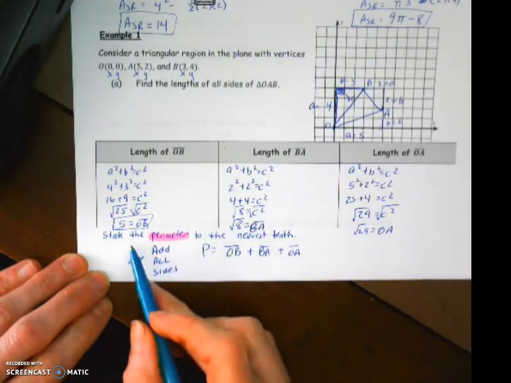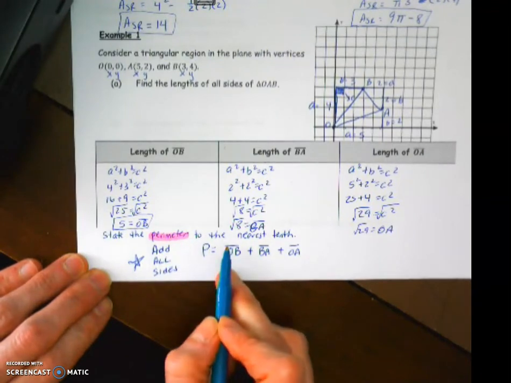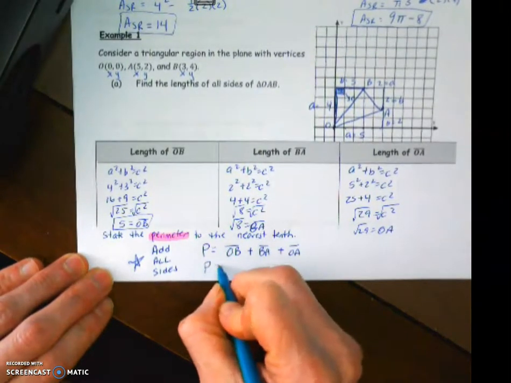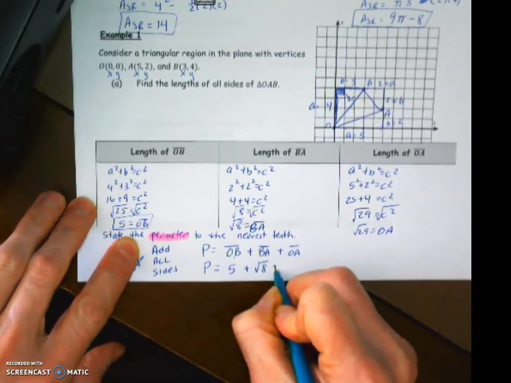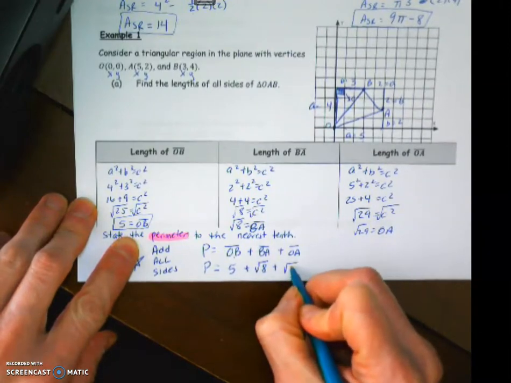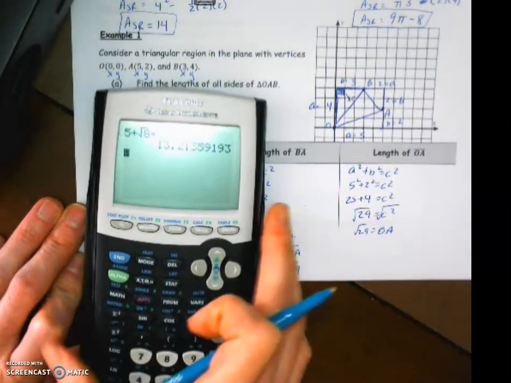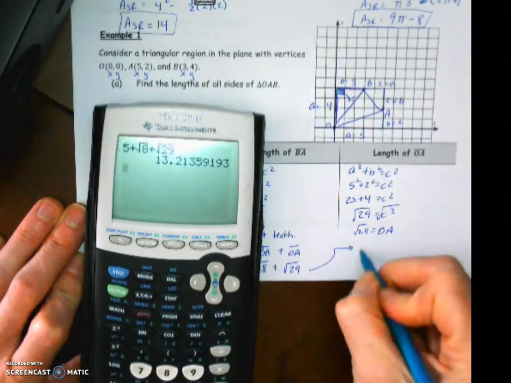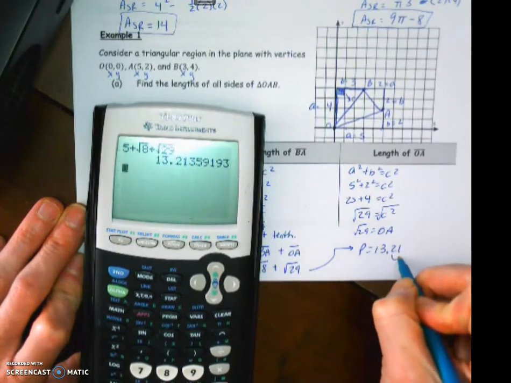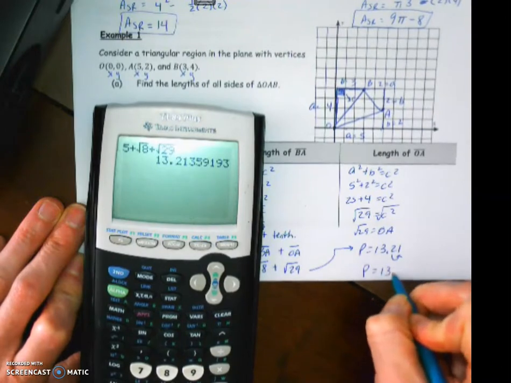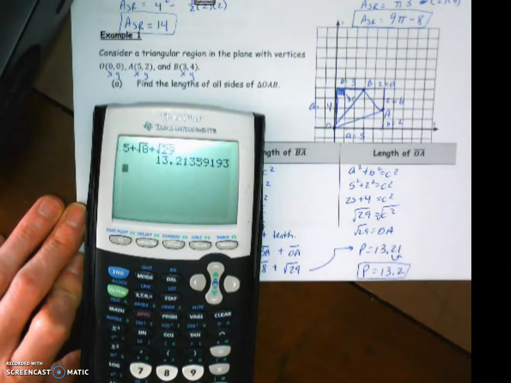All right, so I know when I printed mine out, this got cut off. It says state the perimeter, which means to add all sides, to the nearest tenth. So that means do put in the square roots. So we need the length of OB, which we found to be 5, the length of BA, which is radical 8, and the length of OA, which is the square root of 29. And when you type that into your calculator, you should get 13.21. So the perimeter is 13.21. We're rounding to the nearest tenth, which is the first number after the decimal place. So since the next number after the 2 is less than 5, our final answer is 13.2 units.